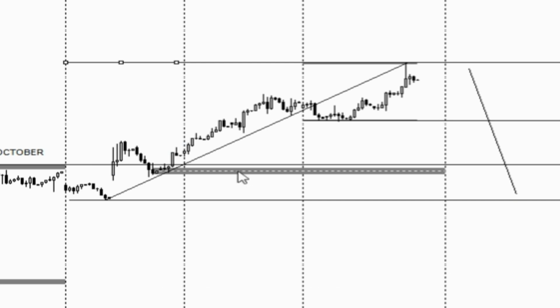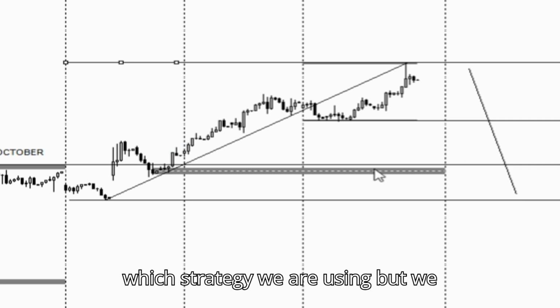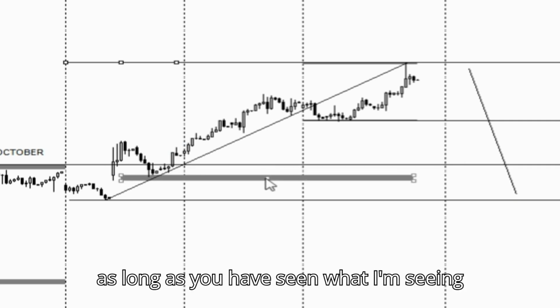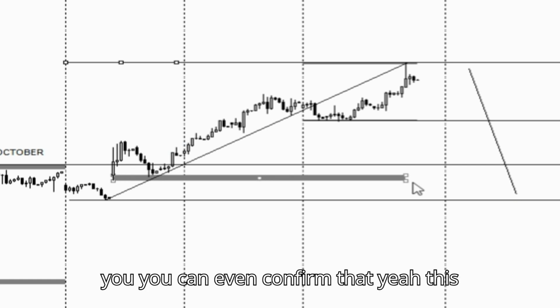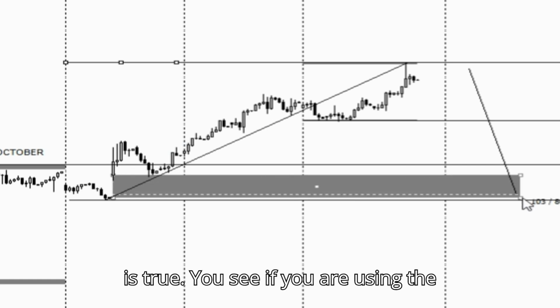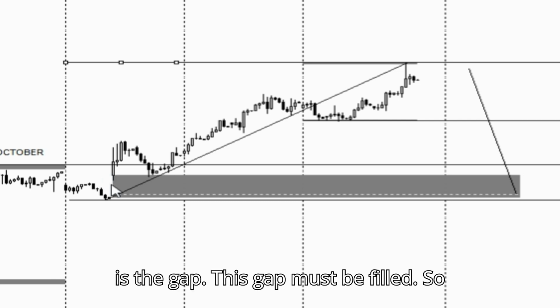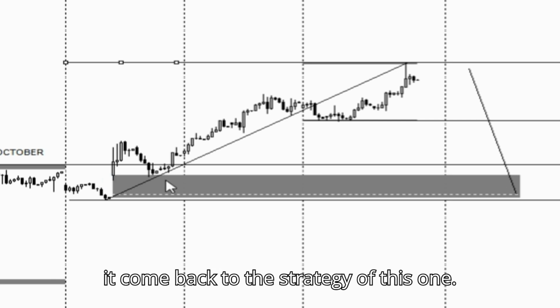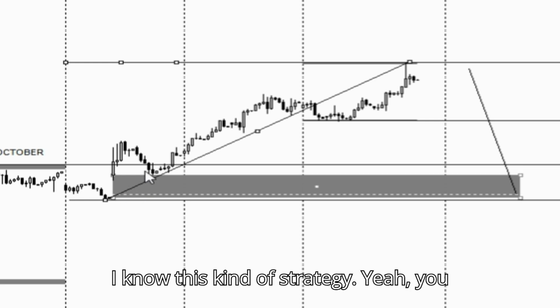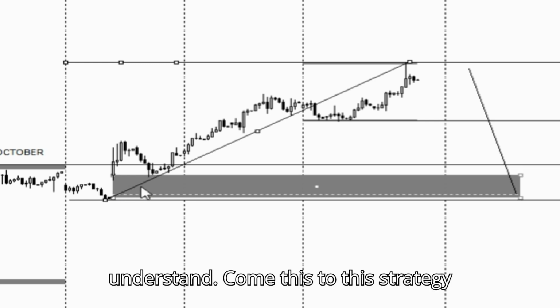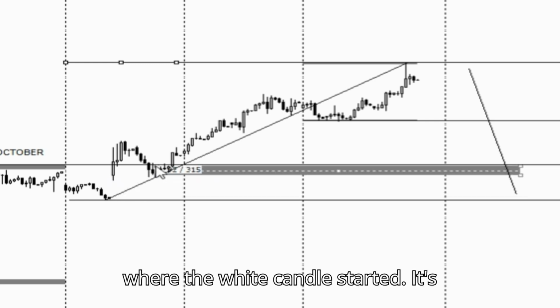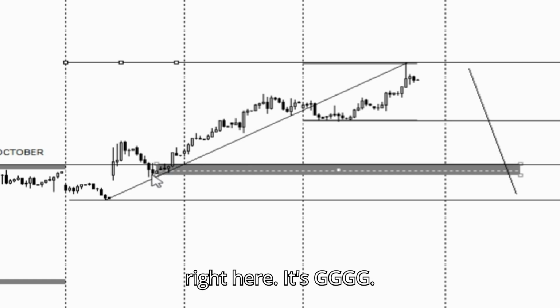As you can see, this thing correlates, man. I don't care which strategy we are using, but as long as you are seeing what I'm seeing, you can even confirm that yeah, this is true. You see, if you're using the gaps, this is the gap right here. This gap must be filled. So it comes back to the strategy of this one. I know this kind of strategy. You understand? Come to the strategy where the white candle started. It's right here.